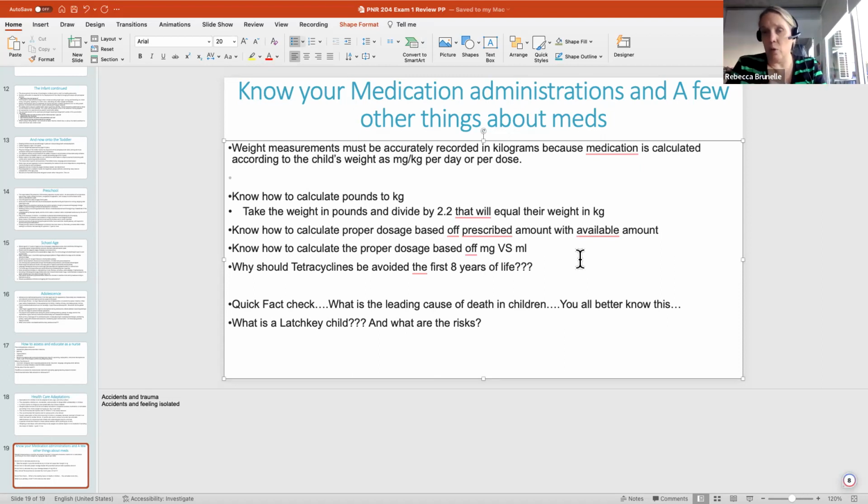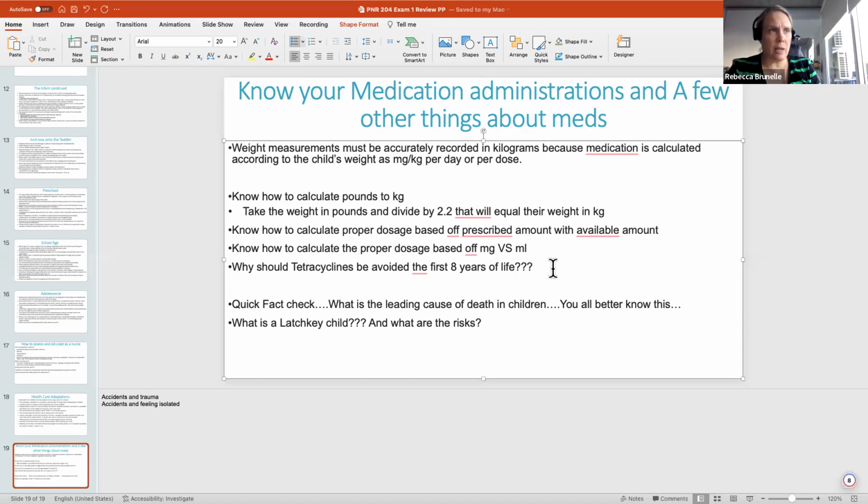But the example would be like somebody is 60 pounds and their dose is 5 milligrams per kilo and you have available 500 milligrams per 5 mLs. You're going to have to figure out their weight in kilos, figure out how many milligrams they're going to get per kilo, and then figure out how many milliliters that is based on what you have available. So there'll be math questions that have several different steps that you have to go through.